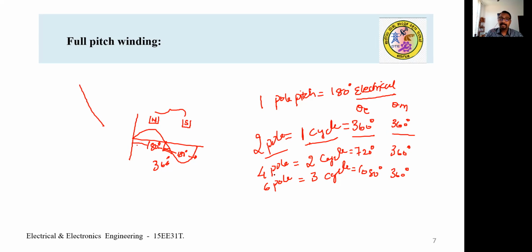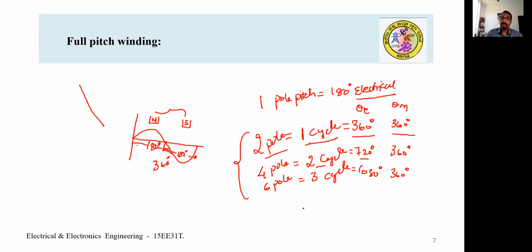What happens if it is a four-pole machine? If it is a four-pole machine, in one rotation, we get two cycles of EMF induced. Two cycles means 720 degree electrical, but still mechanically 360 degree. Similarly for six pole, it is three cycles, which is nothing but 1080 degree, that is 360 degree into 3, still mechanically it is 360 degree.